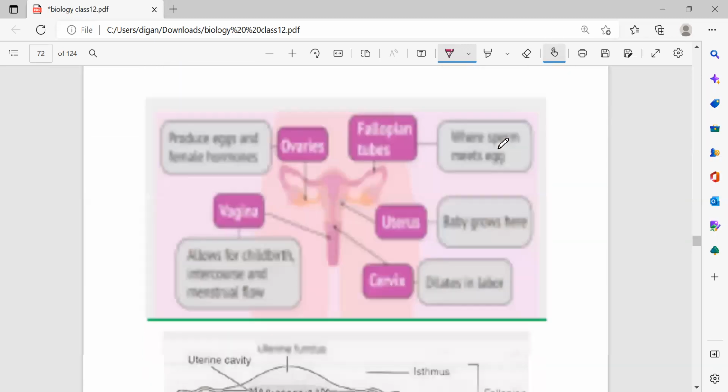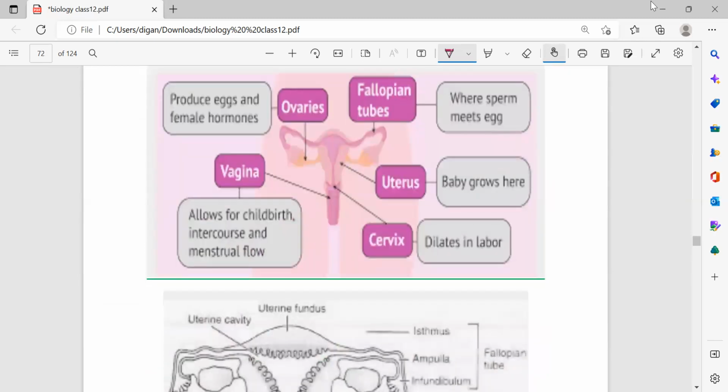Now come to the diagram. So this is the diagram of the female reproductive system. This is the summary diagram. Suppose these are the ovaries. In the ovaries, what happens? They produce eggs and female hormones. This is the fallopian tube. What is the function of the fallopian tube? Where sperm meets egg, fertilization takes place in the fallopian tube.